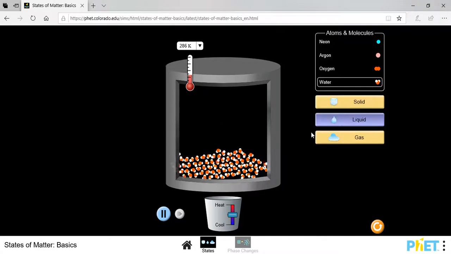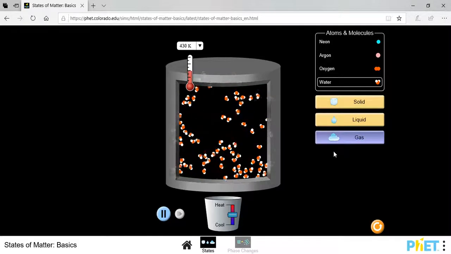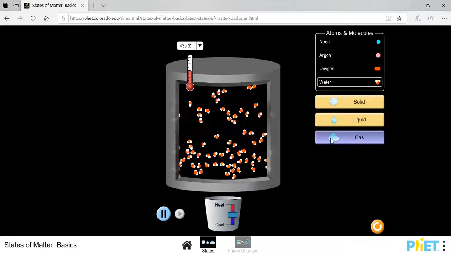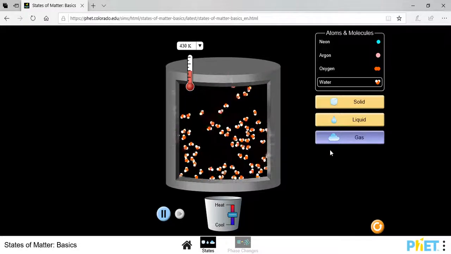And then in water as a liquid, you can see again that they move past each other. So they're in a more random arrangement and they can move past each other. And then when we get steam, which is gas, water that's been turned into a gas, you can see those water molecules are moving fast and moving in all directions.